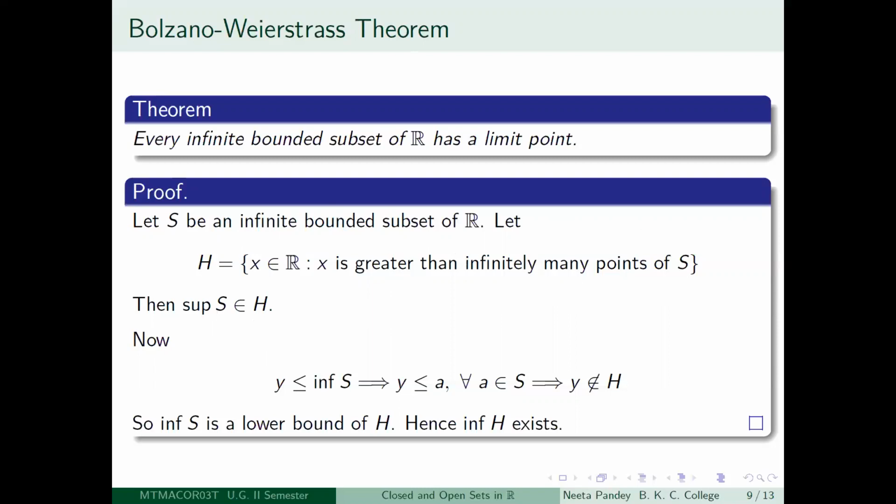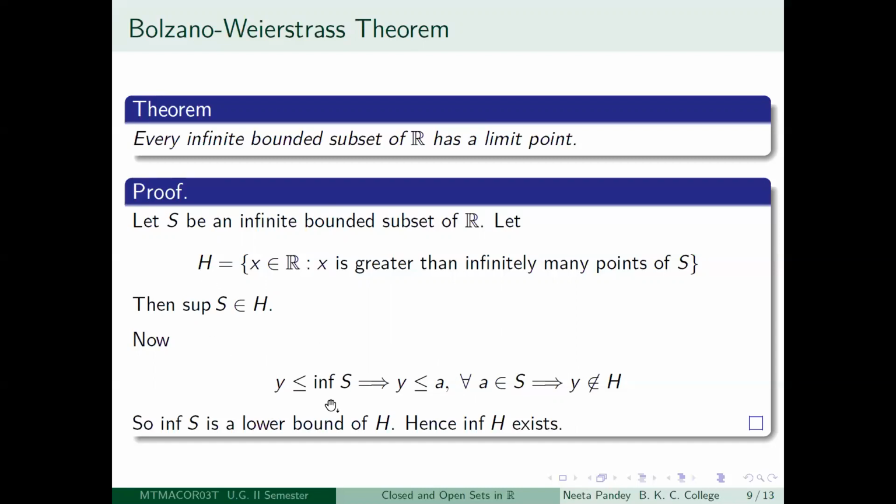Next, you notice that if you take any y, which is a real number less than or equal to infimum S, then what can you say? Infimum S is the greatest lower bound, so it is less than or equal to every element of S. So if y is less than or equal to infimum of S, then y is also going to be less than or equal to A for all A belonging to S. So clearly y cannot belong to H. So if you take any point less than or equal to infimum S, then it cannot belong to H.